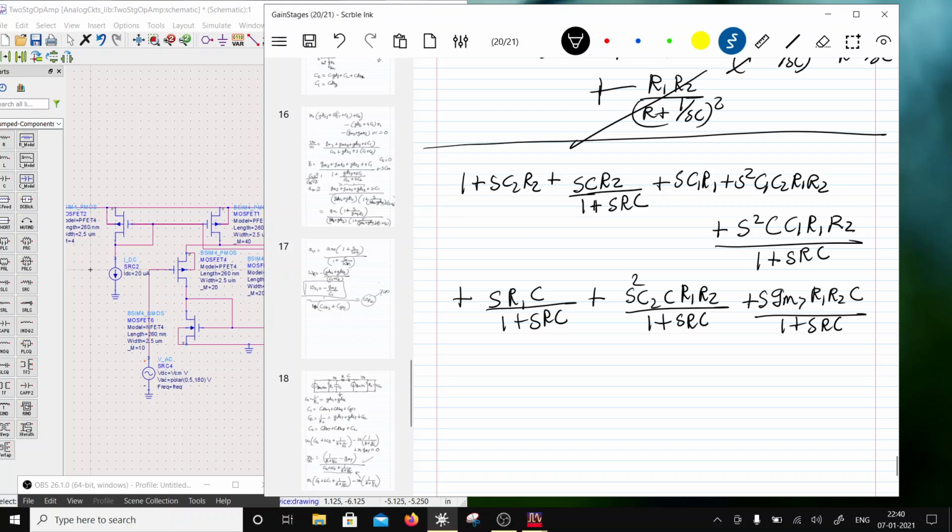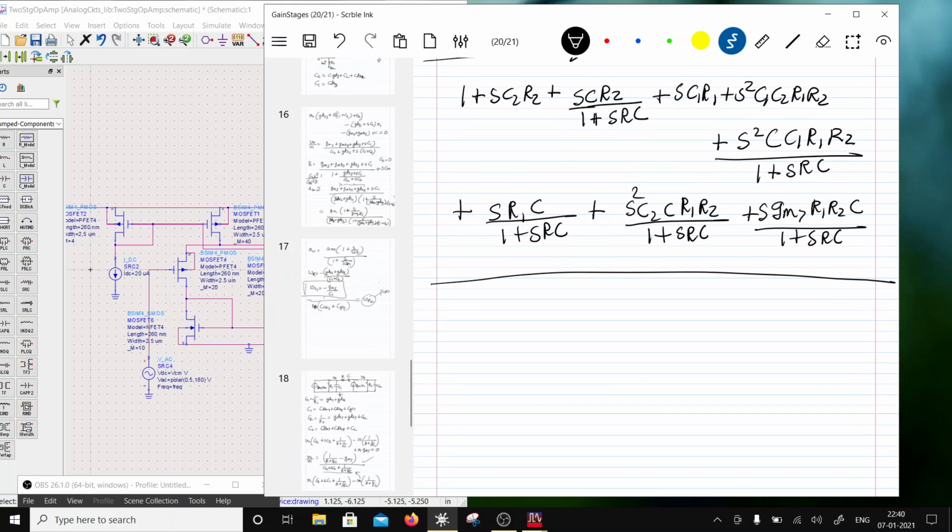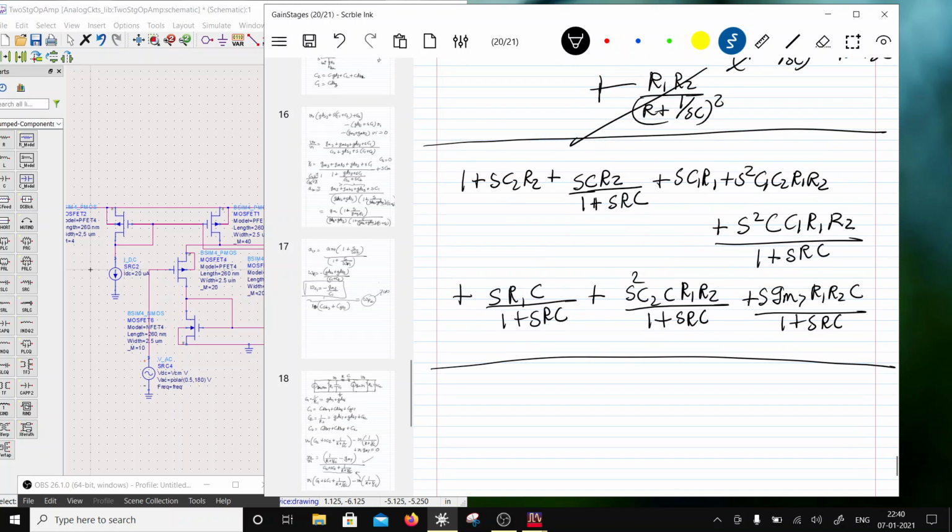Now if I take all the terms and multiply with 1 plus SRC, isn't it? Okay, so I will do that. I will multiply everything with 1 plus SRC, isn't it?